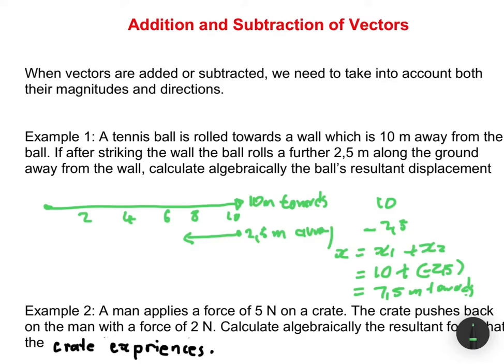Another way of thinking about it is you took 10 steps to the right, and then after taking 10 steps to the right, you take 2.5 steps backwards. So how many steps did you take to the right overall? That is just 10 minus 2.5, which is 7.5. So that's another way of thinking about vectors. But let's do another question so that we can cement this idea.